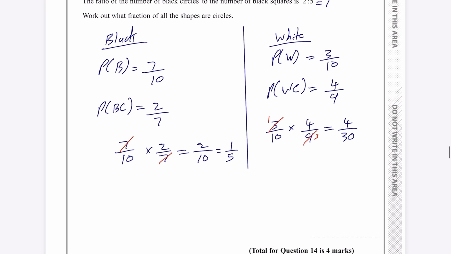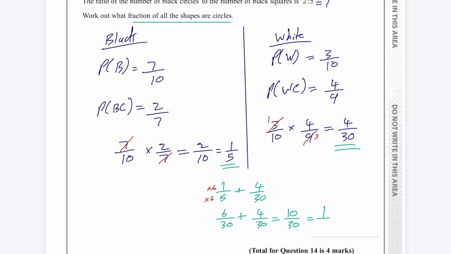And now, to work out the fraction of all shapes that are circles, that'll be this number plus this number, so that'll be 1 over 5 plus 4 over 30. I can make the denominators the same by multiplying this side by 6 and 6, so that becomes 6 over 30 plus 4 over 30, which becomes 10 over 30, which becomes 1/3.